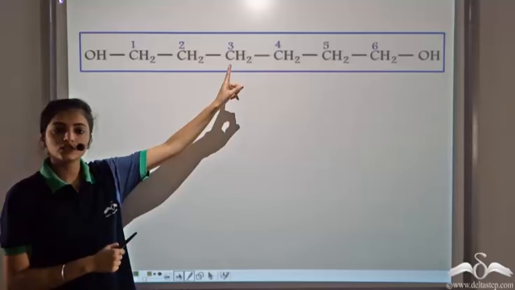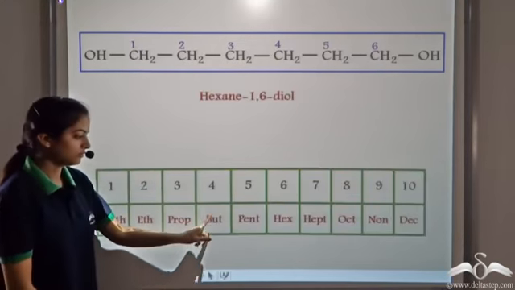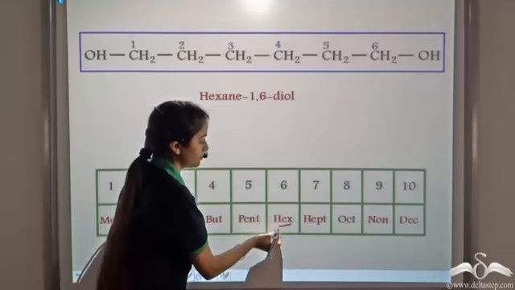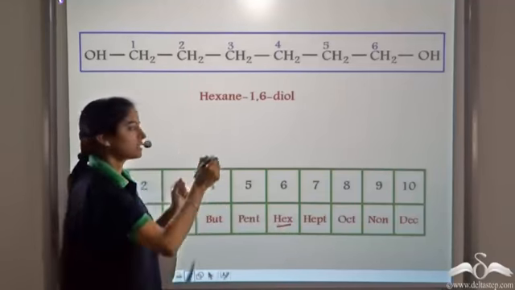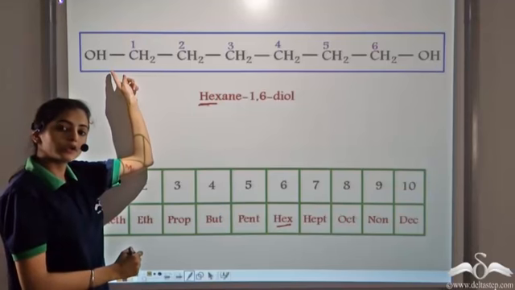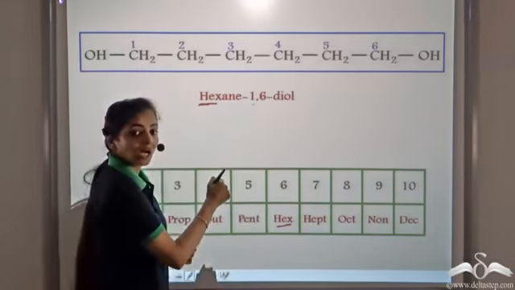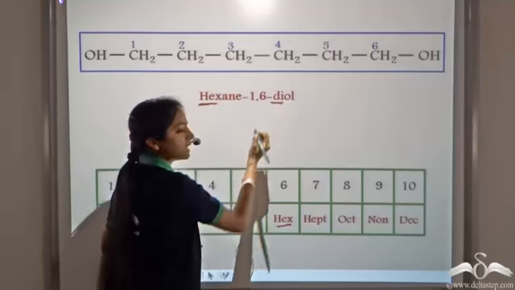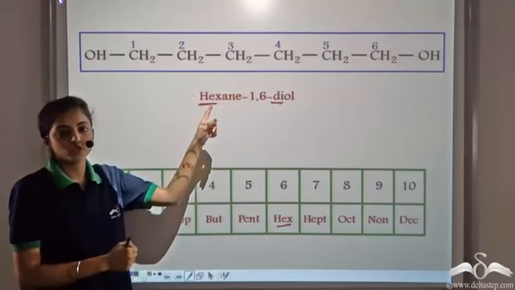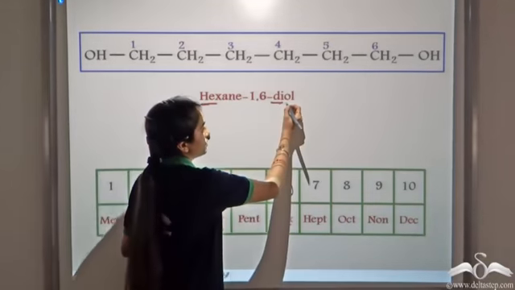So now, based on the 6 carbon atoms, we get the word root, which is hex. So we get hex as the word root. Since there are 2 alcohol groups present, the 2 OH groups, we get 1,6-diol. We use the prefix di because there are 2 OH groups present. And for alcohol groups, we use the suffix -ol.